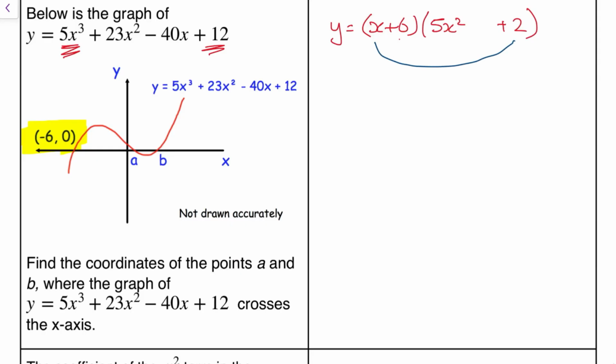x times 2 is 2x, but I want minus 40x. So I need another, because remember I'm plus 2x, so I need minus 40. So I need to take away 42x by multiplying this by something. And the something I'm going to multiply by is minus 7x. And that's it. Managed to do it by just inspection, as we call it.